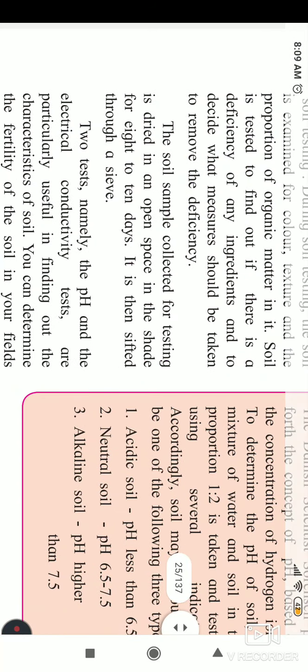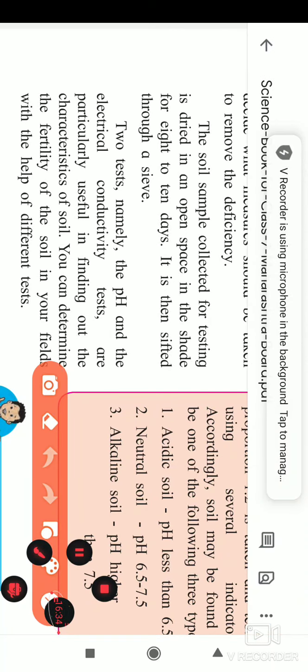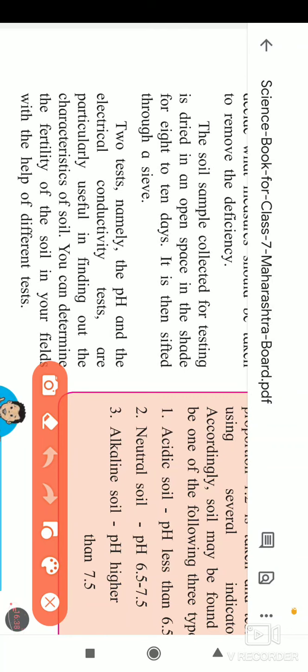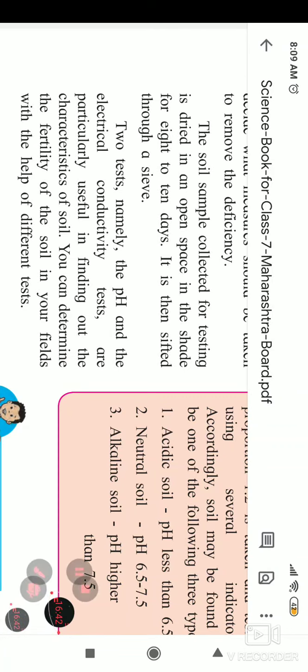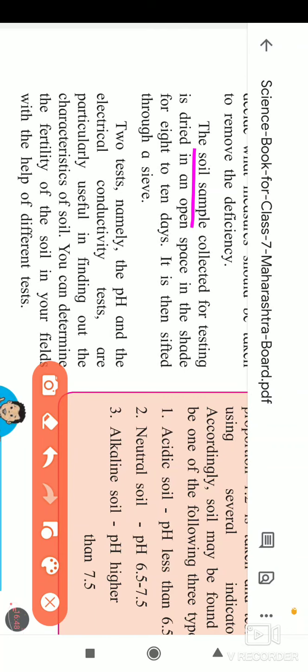The soil sample collected for testing is dried in an open space in the shade for 8 to 10 days. There are some government institutes that do soil testing. In soil testing, first of all they dry the soil in open space for 8 to 10 days, and then it is sifted through a sieve.